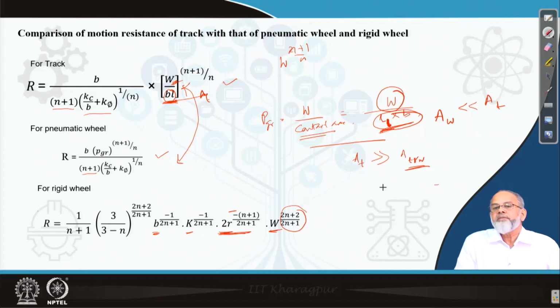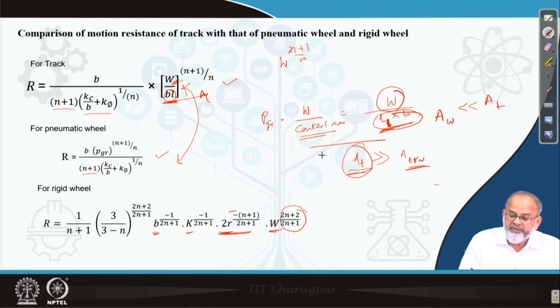Because for a towed rigid wheel, the width cannot be more than say 5 centimeters, 2 inches, whereas the track width is much more than that. And even if the length of the track is kept the same as the diameter of the towed wheel, definitely AT will be higher than ATRW. So that means the rolling resistance of a track is lesser than the rolling resistance of a rigid wheel.